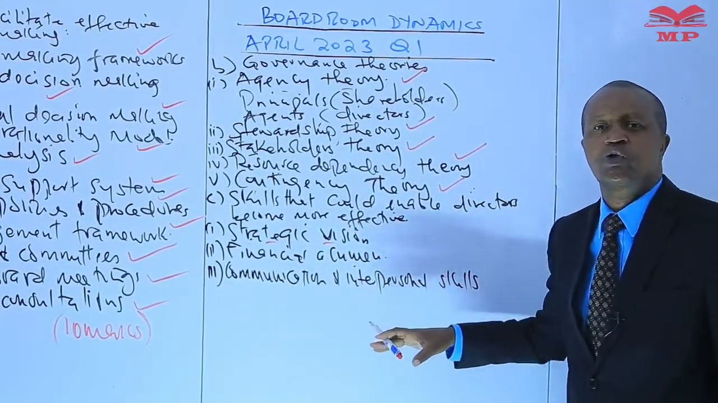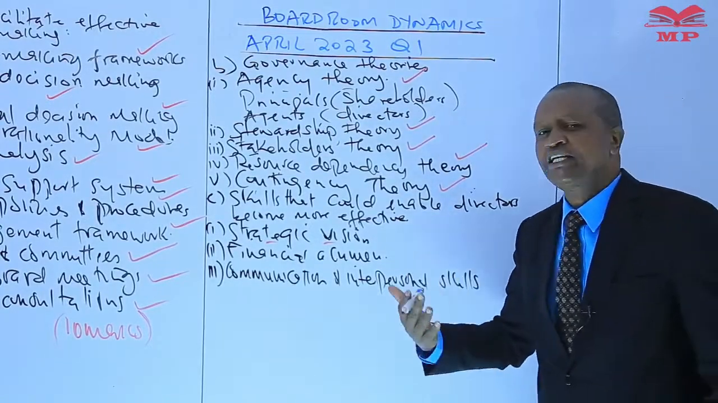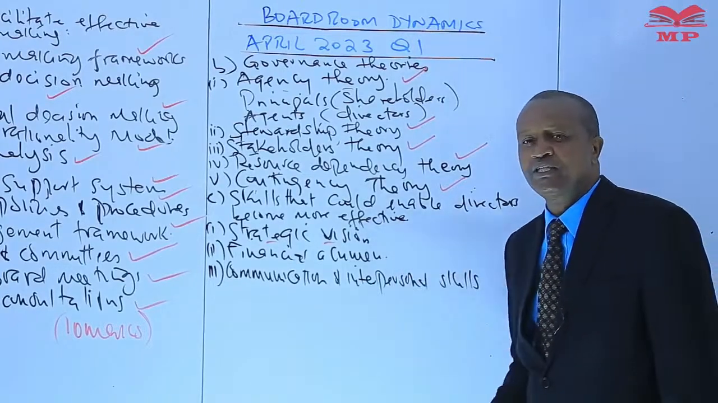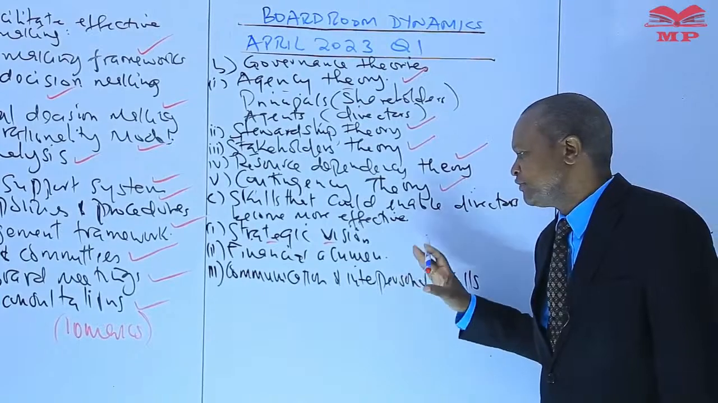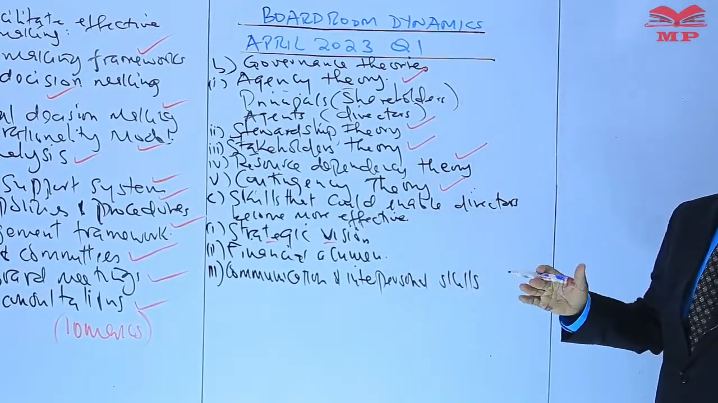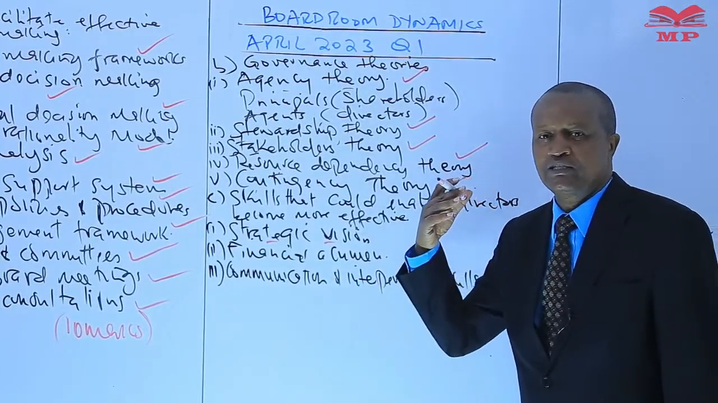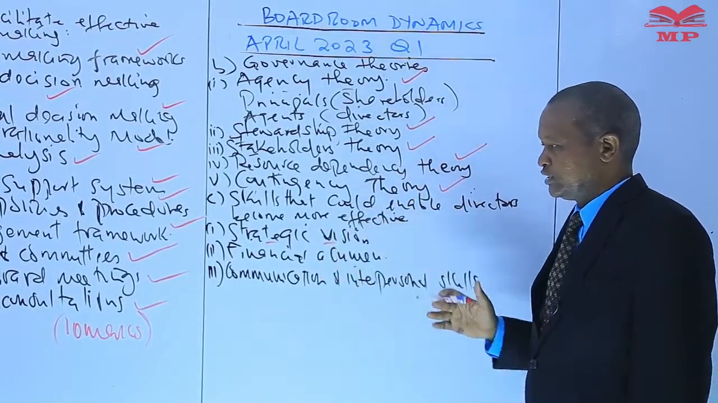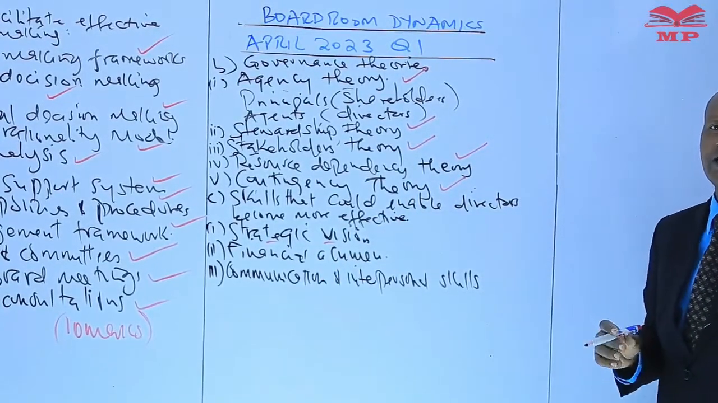And therefore, the directors should have communication skills. They should be able to communicate clearly. They must foster a healthy relationship with the shareholders, with the management, and other stakeholders. And that can only happen if they have communication skills. They should be able to communicate their ideas, their concerns, their decisions clearly to the entire organization, to the stakeholders, and so on. Communication and interpersonal skills.